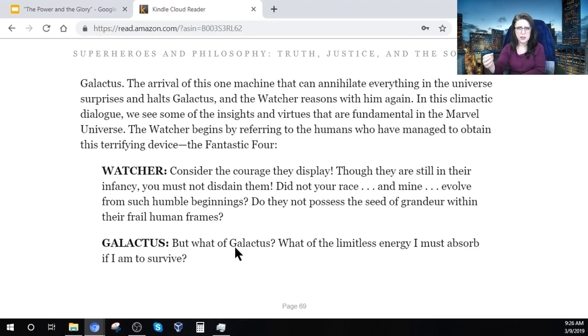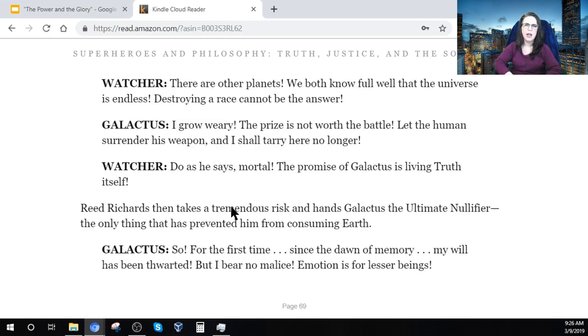And the Watcher implores Galacticus again. And he says, "Consider the courage they display," they being the humans. "Though they are still in their infancy, you must not disdain them. Did not your race and mine evolve from such humble beginnings? Do they not possess the seed of grandeur within their frail human frames?" Galacticus says, "But what of Galacticus? What of the limitless energy I must absorb if I am to survive?" And the Watcher says, "There are other planets. We both know full well that the universe is endless. Destroying a race cannot be the answer."